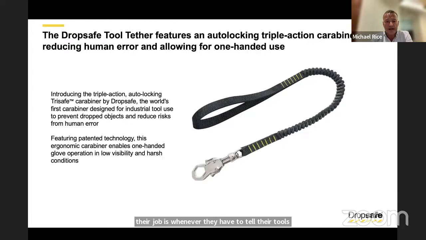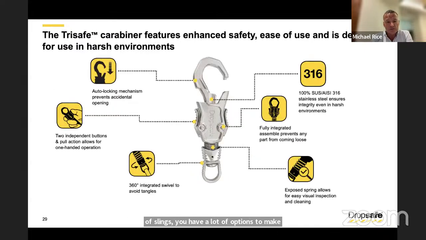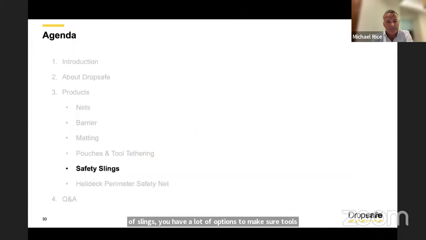And then we do offer the carabiners in a wide range of different tethers for different situations, whether they're bungee cords or webbing lanyards, or even stainless steel slings for certain applications. So again, with the TriSafe carabiner and that wide range of slings, you have a lot of options to make sure tools can be tethered appropriately at height.